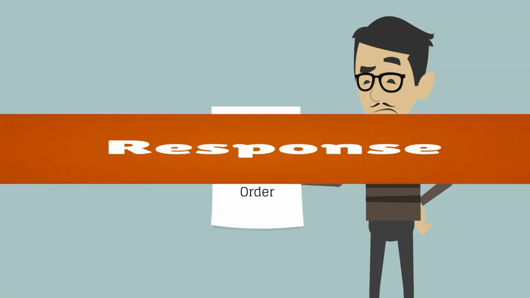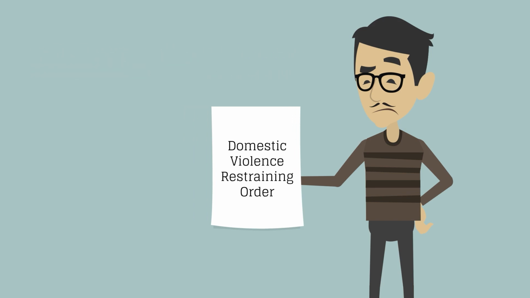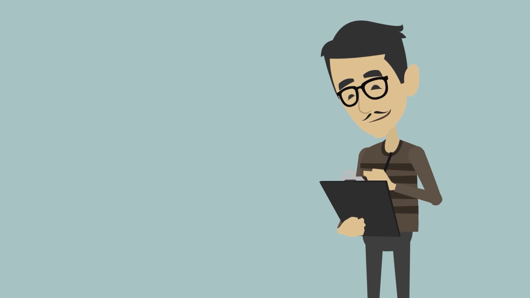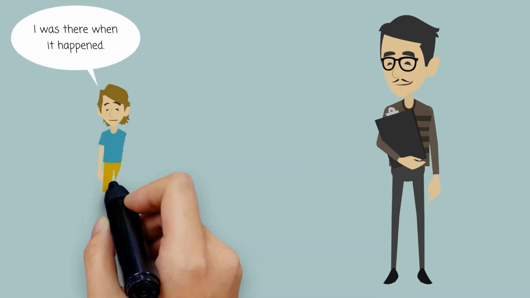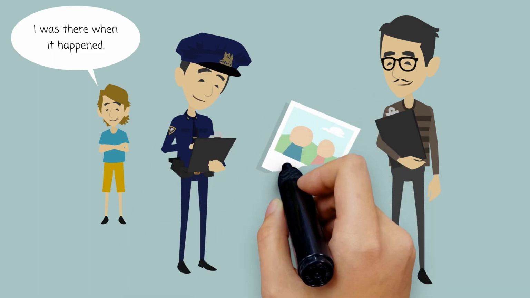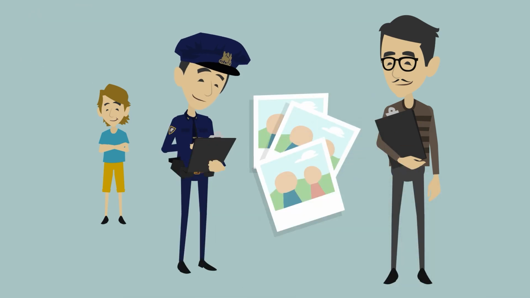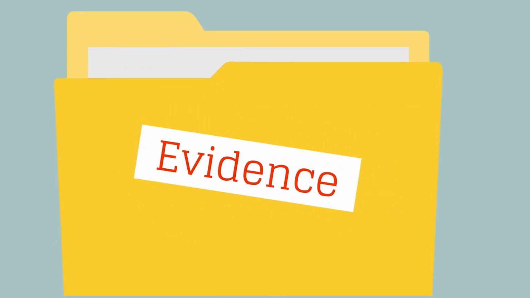Response. The restrained person, also known as the defendant, has the right to file a response to the request for restraining orders filed by the plaintiff, explaining the defendant's side of the story. The defendant can submit witness declarations, police reports, photographs, and other supporting material as evidence to the court proving his or her side of the case.